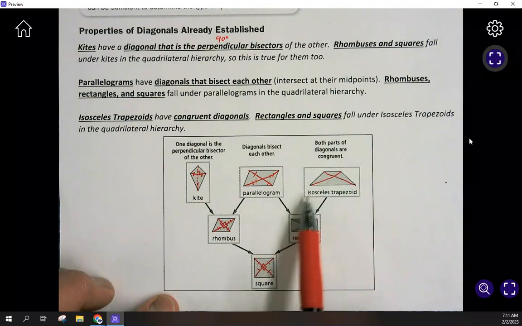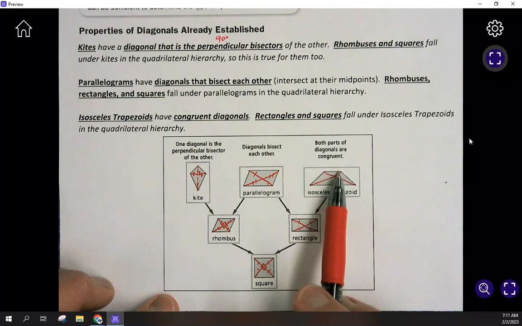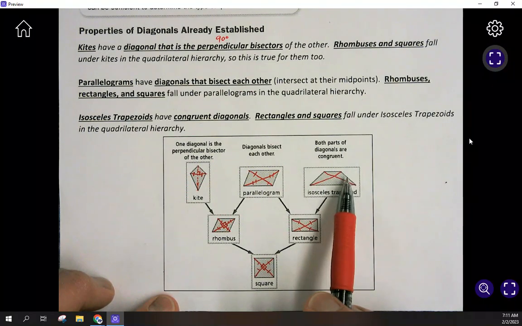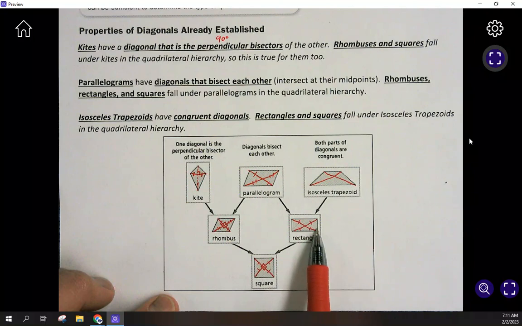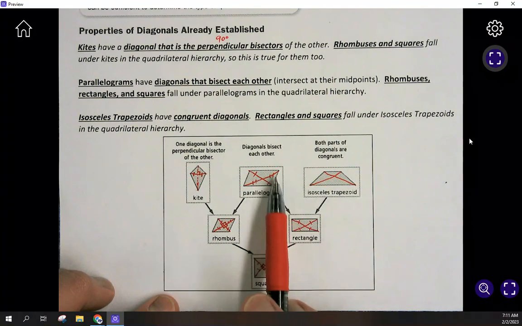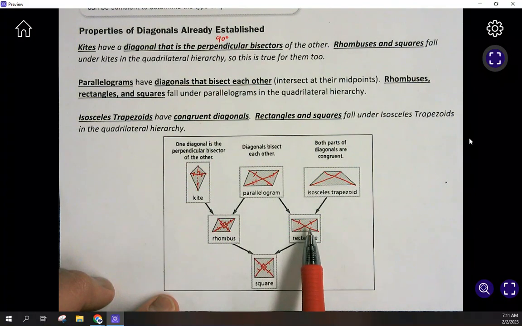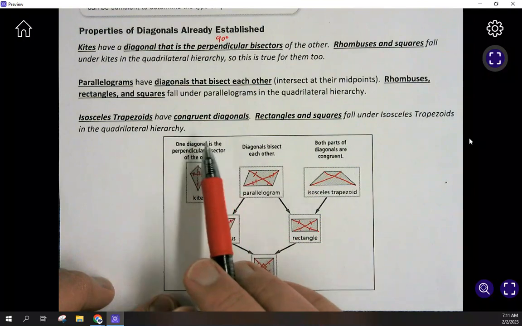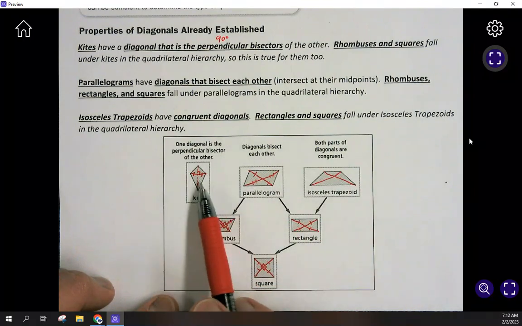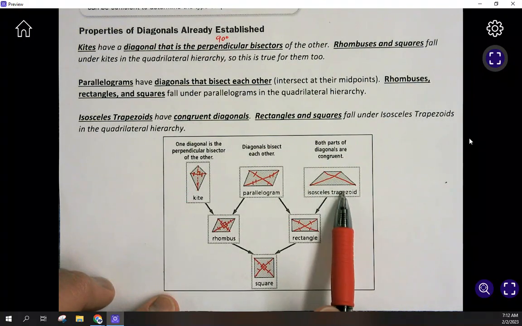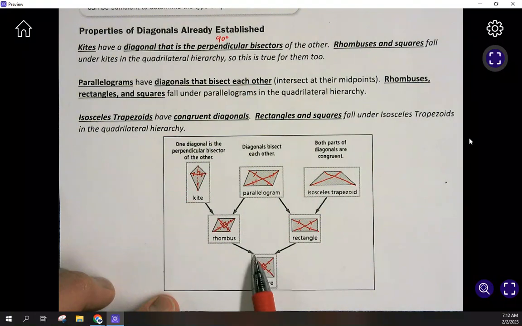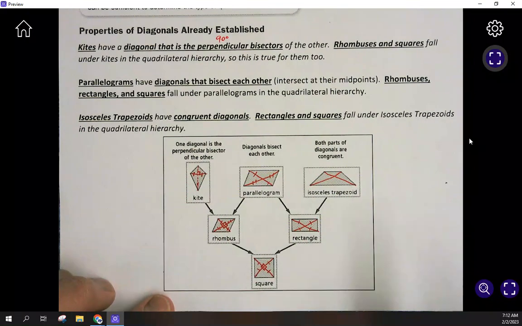And so an isosceles trapezoid, the entire diagonals are congruent to each other. So a rectangle has that as well. Because a rectangle is underneath a parallelogram, those two equal or congruent diagonals also get bisected. So you get 4 equal pieces. And a square inherits properties from a kite, a parallelogram, and an isosceles trapezoid. So the diagonals are congruent, they get bisected, and they hit at 90 degrees.